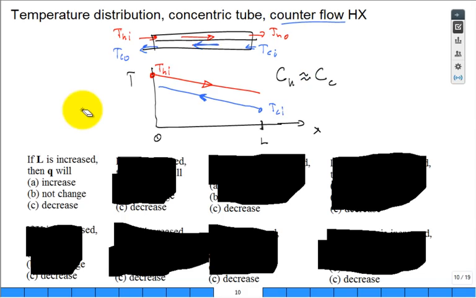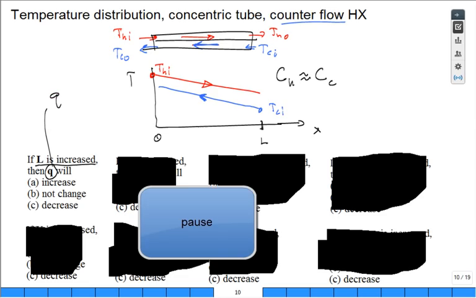Now let's say somebody takes the same inlet conditions and they change the length of the heat exchanger. They make the longer heat exchanger. Can you see that? The hot is the same hot in, cold is the same cold in. What will happen to Q? What was Q? That's the rate of heat transfer in our heat exchanger. Will Q go up, stay the same, or go down?